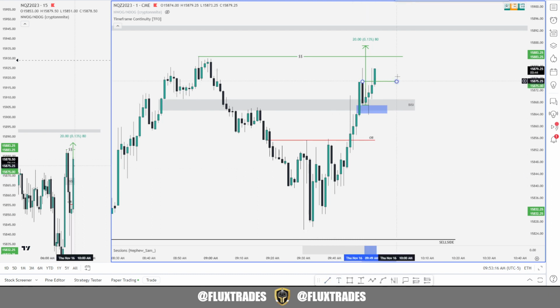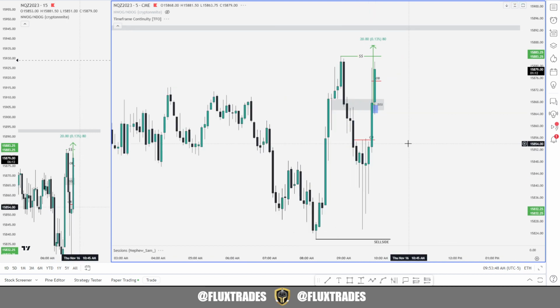So watch where this candle closes. Should validate this as an order block. We just start trading back up. Looking good. Closing above the 5-minute FVG. Starting to now.